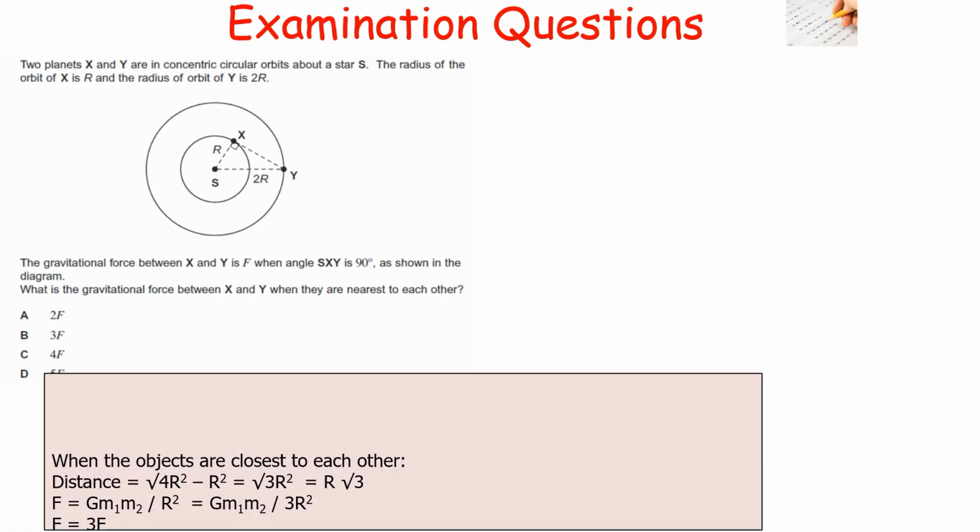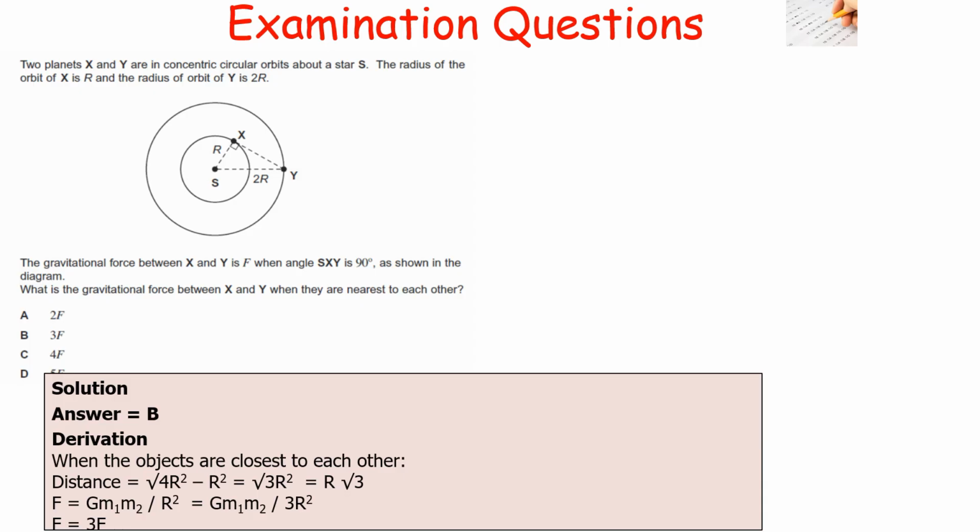Right, so how do you answer this particular question? Well, the answer here is B, because we know that when the objects are closest to each other, the distance between the two, if you look at your triangle, is going to be the square root of 4r squared minus r squared.